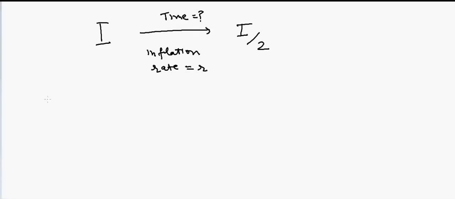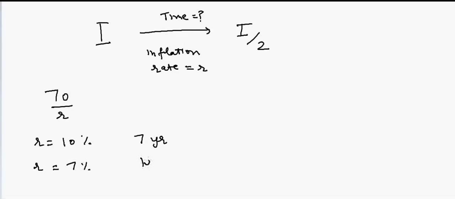So the simple trick to approximate the time will be, take the number 70 and divide it by r. So for example, if you have an inflation rate of 10%, then it will take 7 years for your money to become half of its value. And if the inflation rate is 7%, then it will take you 10 years for your money to have half of its value.